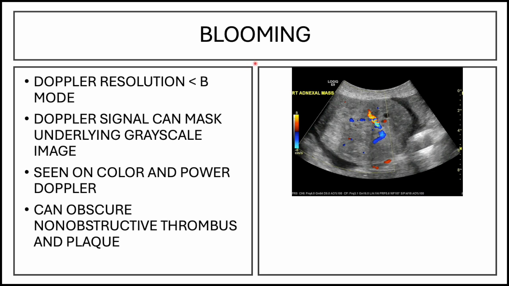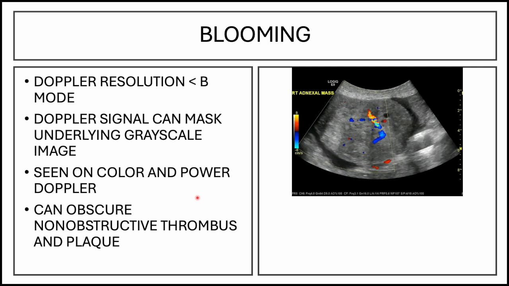Blooming is one of the artifacts that we can see on color Doppler imaging, and this is where the signal from the color Doppler spills beyond the actual vessel walls. Here's a case where you can see this right adnexal mass, and you can see what looks like quite a large vessel right here. But when we look at it on the B-flow mode, which is a non-Doppler image and actually shows the true size of the vessel, we can see that that vessel is actually much narrower than is depicted on the color Doppler imaging.